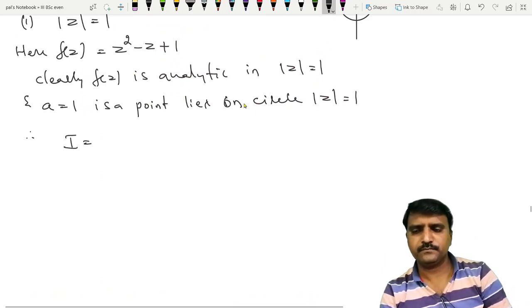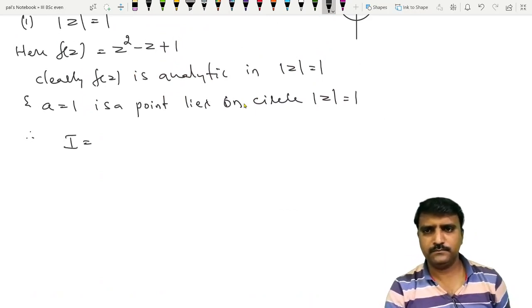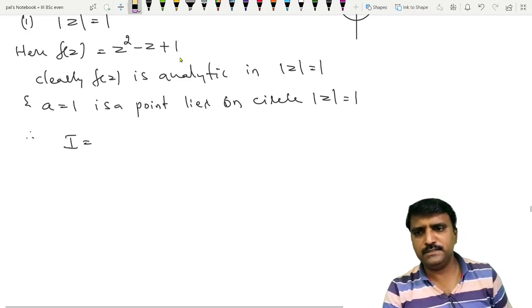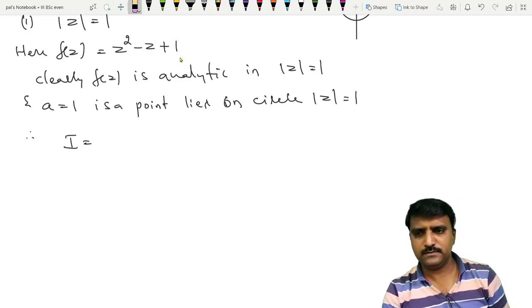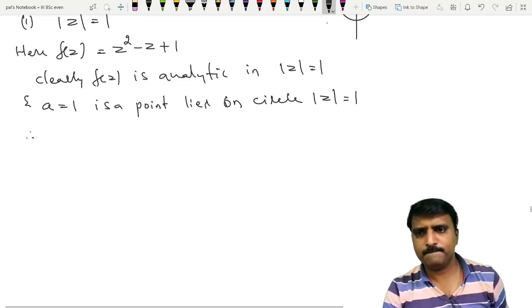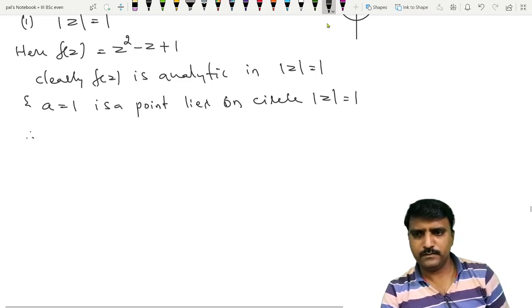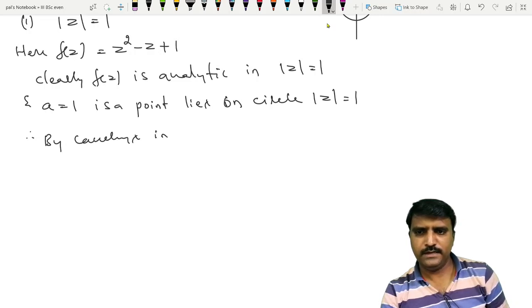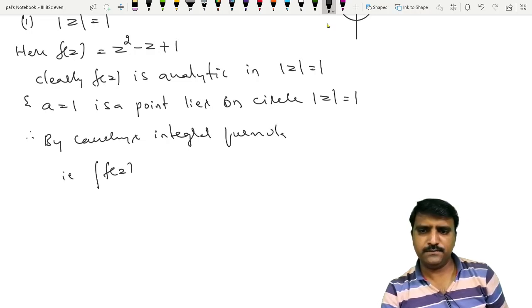Therefore, by Cauchy's integral formula, the integration of f(z)/(z − a) dz over C is equal to 2πi times f(a).